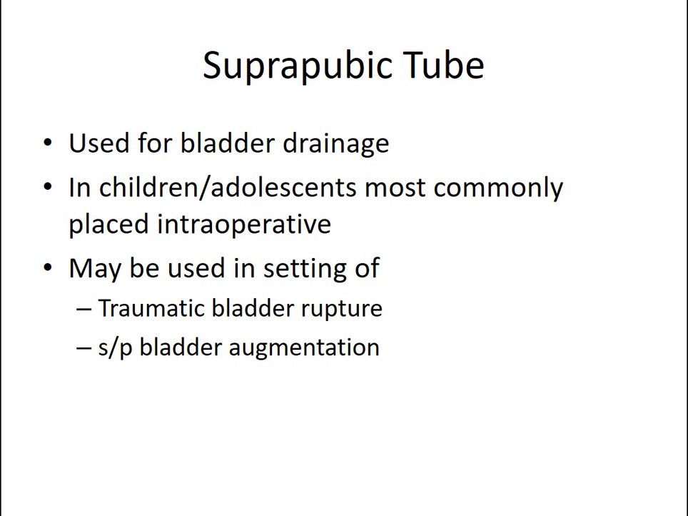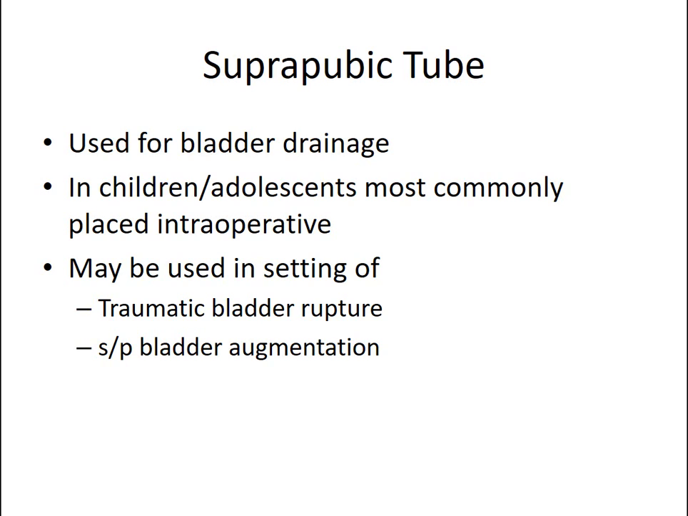So I indicated that we use that for bladder drainage. The only other indication is a child, and we're not doing trauma here yet, but in the future when we do, traumatic pelvic injuries can be associated with urethral disruption, where the urethra is torn and there is no continuity with the bladder. In that type of setting, we have to have bladder drainage, and typically a suprapubic tube will be placed at that time.